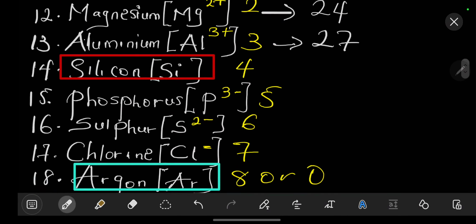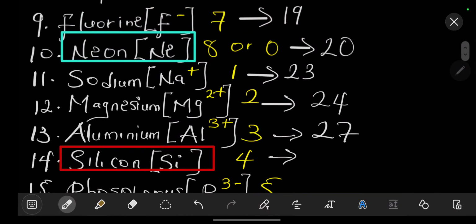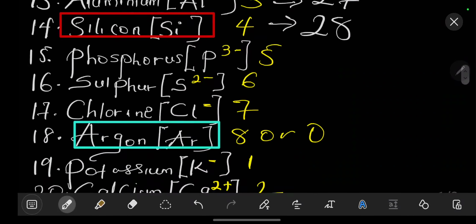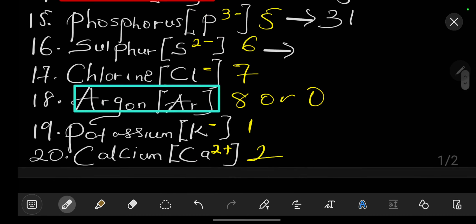Silicon here is the 14th element. You see, 14 is an even number, so we're going to multiply that by 2. 14 times 2 gives us 28. Phosphorus, 15, is an odd number, so 15 times 2 gives us 30, and we're adding 1 because it's odd. That's 31. Sulfur here is an even number, 16. 16 times 2 gives us 32.